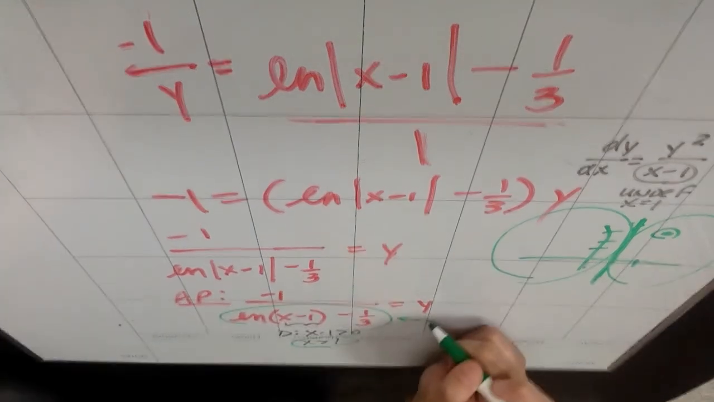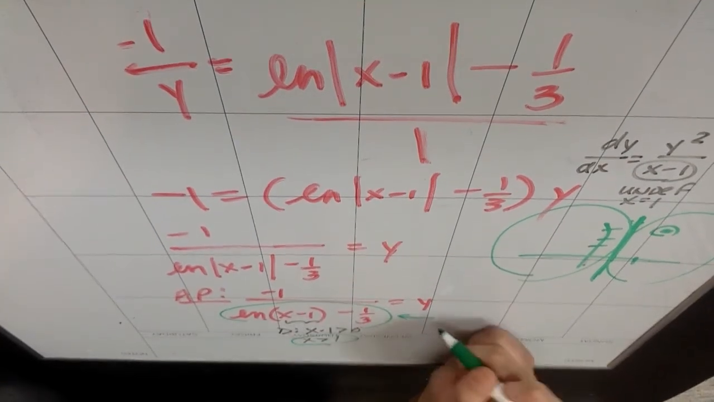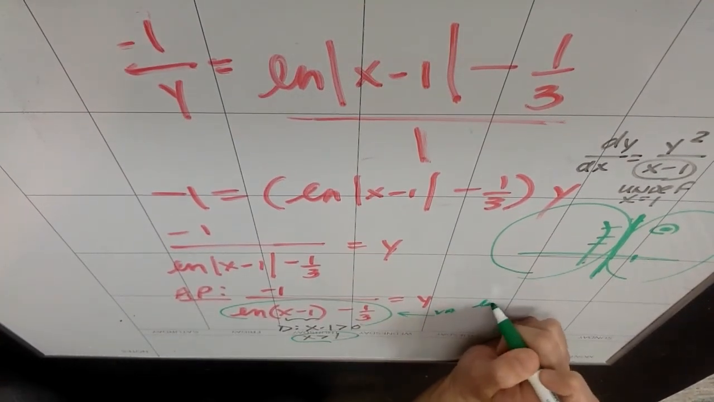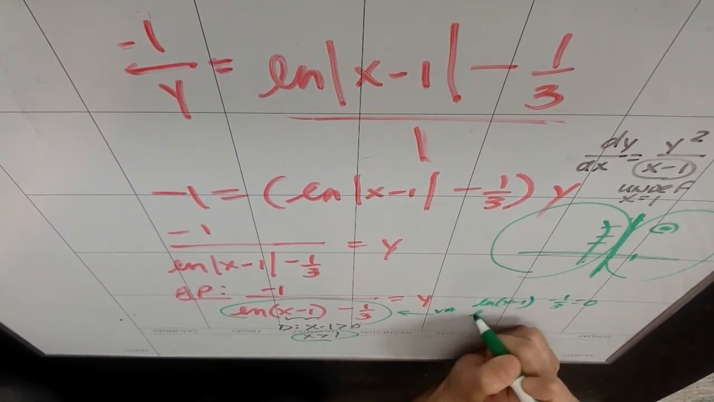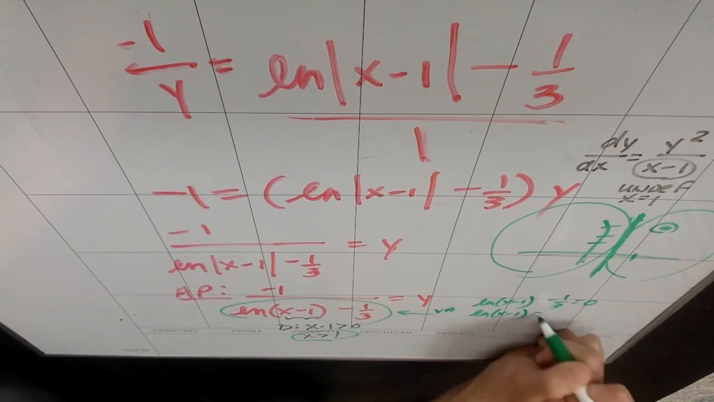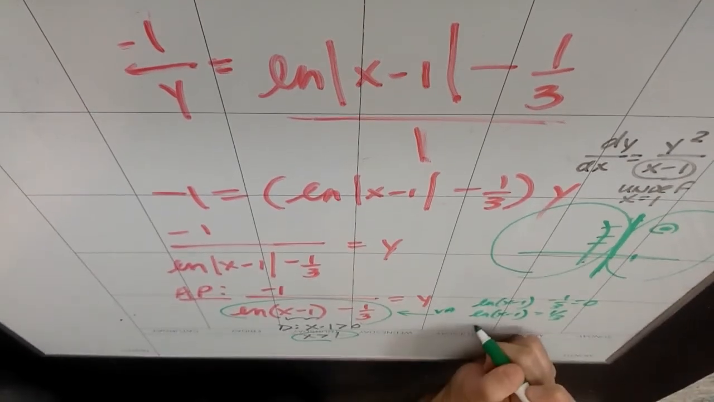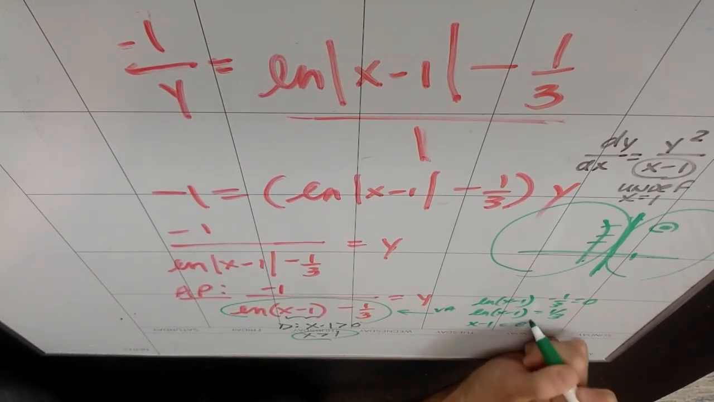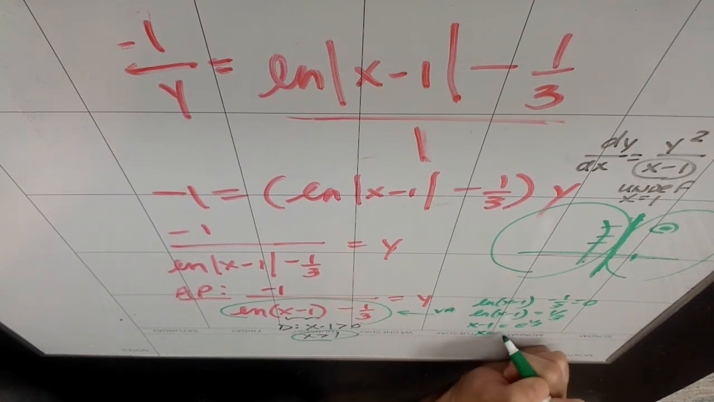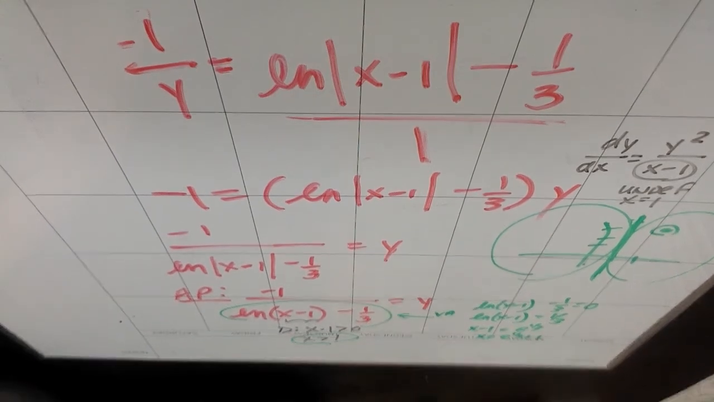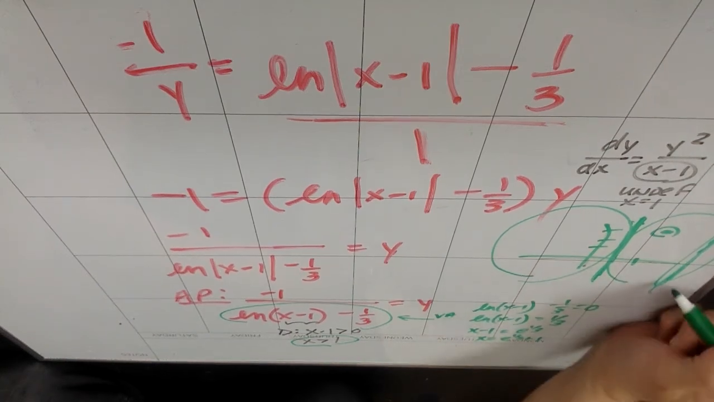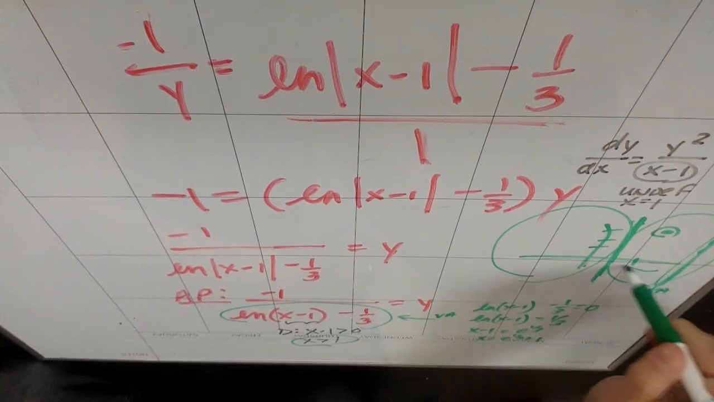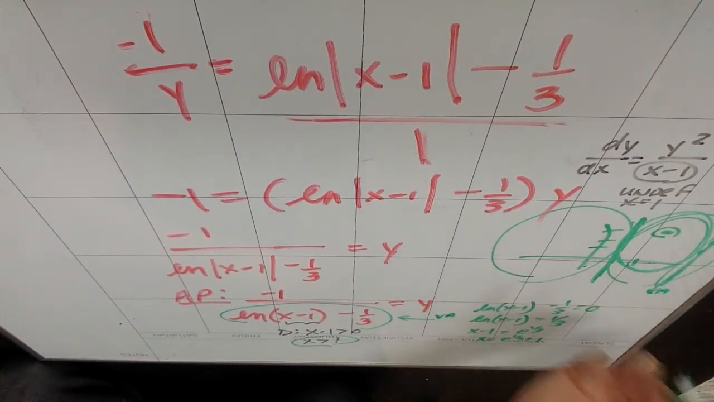So the other issue is that this solution, y equals f of x, actually has a vertical asymptote if the natural log of the quantity x minus 1 minus a third is 0. Well, that would be when the natural log of x minus 1 equals 1/3. If you exponentiate, that would be when x minus 1 equals e to the 1/3. That would be at x equals e to the 1/3 plus 1. So somewhere down here, wherever that is, there's another vertical asymptote.